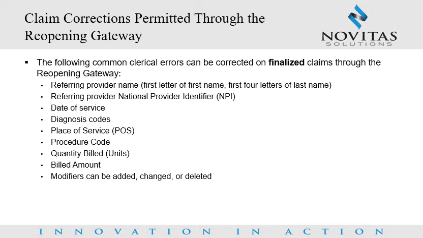Claim corrections permitted through the Reopening Gateway. The following common clerical errors can be corrected on finalized claims through the Reopening Gateway: referring provider name, first letter of their first name, first 4 letters of their last name; referring provider National Provider Identifier, or NPI; date of service, diagnosis codes, place of service, or POS, procedure code, quantity billed or units, billed amount, and modifiers can be added, changed, or deleted.